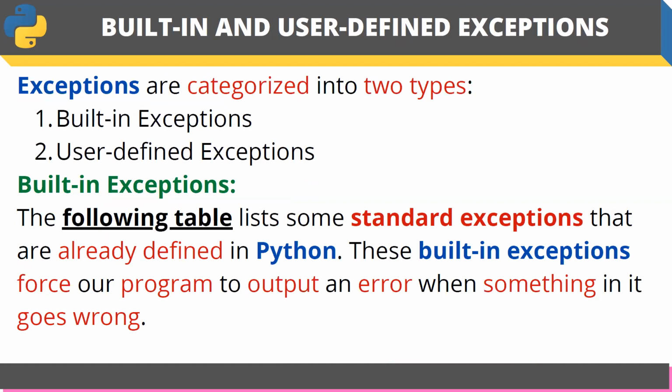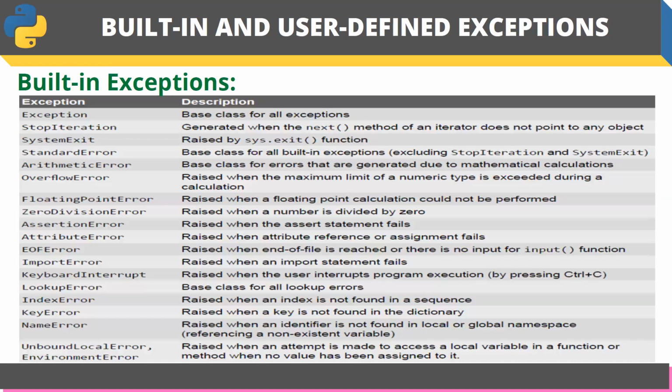Next, coming to the next topic, built-in and user-defined exceptions. Here the exceptions are categorized into two types: built-in exceptions and user-defined exceptions. Built-in exceptions: the next slide lists some standard exceptions that are already defined in Python. These built-in exceptions force our program to output an error when something in it goes wrong. So these are the built-in exceptions.